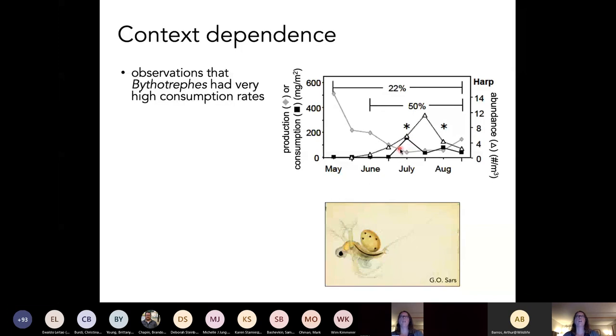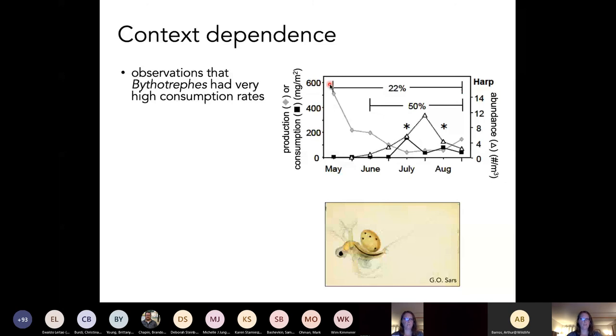If you put that in context, this is one individual species that's consuming all of the zooplankton production in this lake. And this is Harp Lake, which is a really well-studied lake. Those white triangles are showing how the abundance changes through the year. If we look at summer, we see that Bythotrephes is consuming about 50% of zooplankton production. And if we open up that window to earlier in the year, it's more like a quarter to a fifth of zooplankton production being consumed by this invasive species.